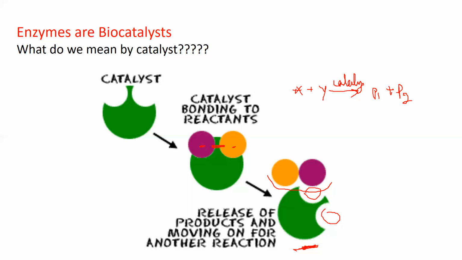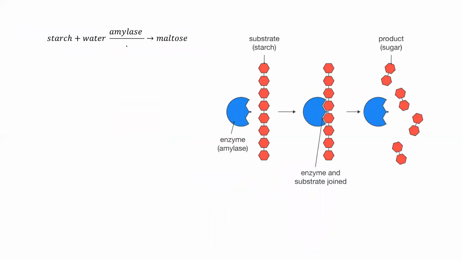Okay, so what is the relation of the catalyst with our lesson, which is enzymes? The relation is that enzymes are biological catalysts. Meaning enzymes help the chemical digestion that occurs in our body to occur. Okay, let's take an example. Here we have starch and water. The starch will change to maltose under the effect of the enzyme, which is amylase.